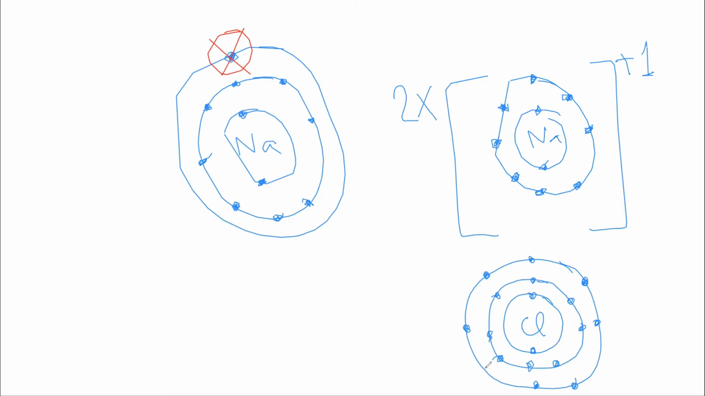So this is, how many do we have? 1, 2, 3, 4, 5, 6, 7.